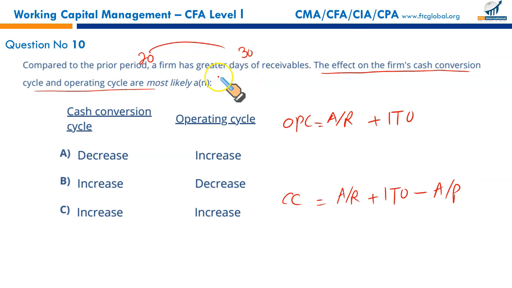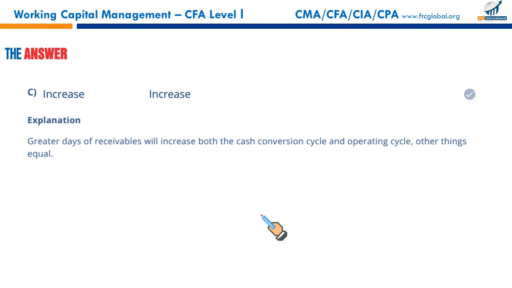So if your receivables turnover in days has increased, let's say from 20 to 30, it will increase your operating cycle and it will also increase your cash conversion cycle. So both of these would increase. So without doubt, we get the right answer. It is C.